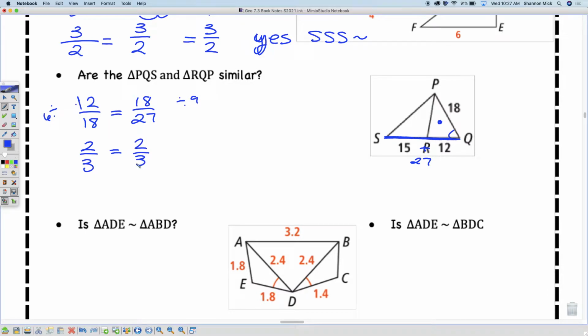So we know we have a congruent angle because angle Q is congruent to angle Q. Yes? And then we now know that the sides are proportional. So it is a yes by what? Starting with side, angle, side, and you have to put similarity. You can't just put side, angle, side, because side, angle, side talks about congruent triangles.